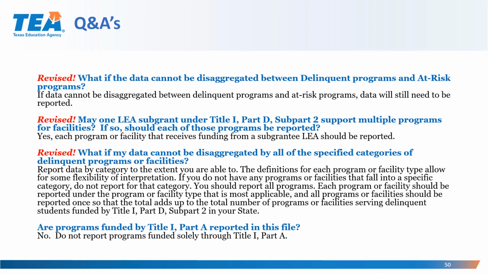Here we have some frequently asked questions provided by the U.S. Department of Ed. First, we can see that if the data cannot be disaggregated between delinquent and at-risk programs, the LEA is still required to report it. Then, we see if the LEA subgrants Title I Part D Subpart 2 to multiple programs for facilities, each one of those programs should be reported. Then, we see if the data cannot be disaggregated by all the specified categories of delinquent facilities, in essence, you should report all programs. Then, we see that on this report, we do not ask for programs funded solely through Title I Part A.